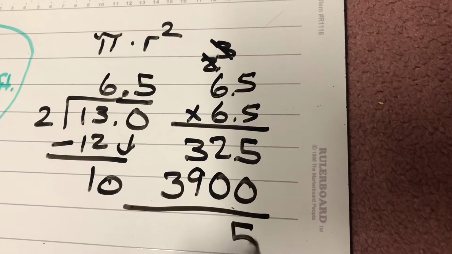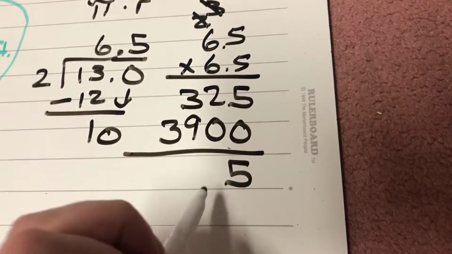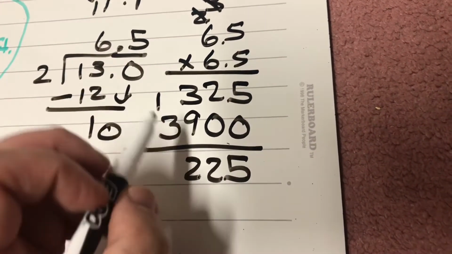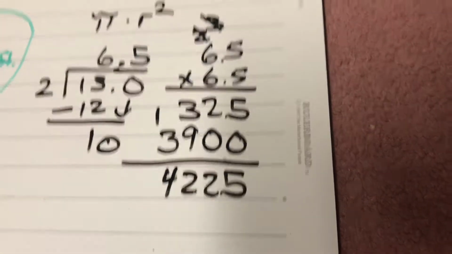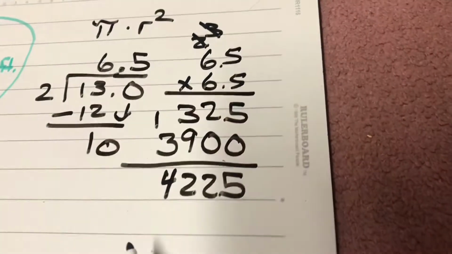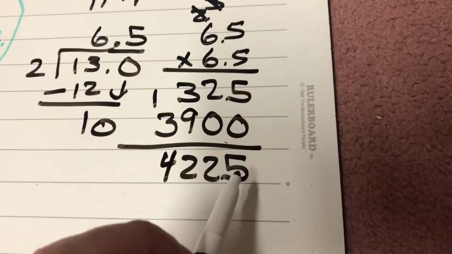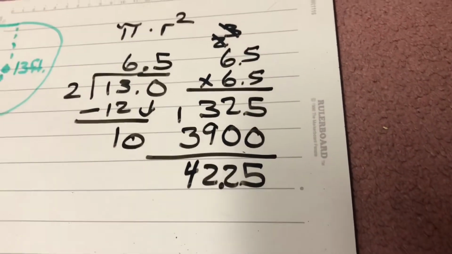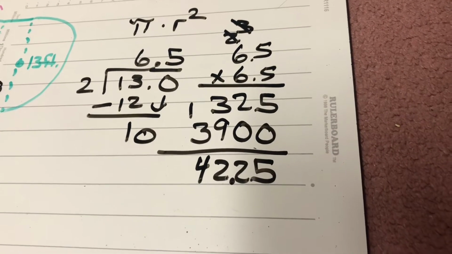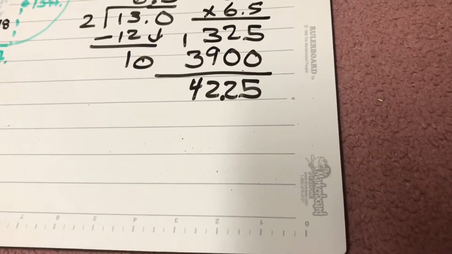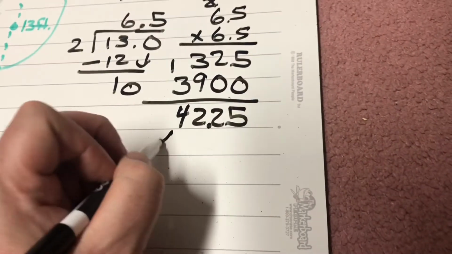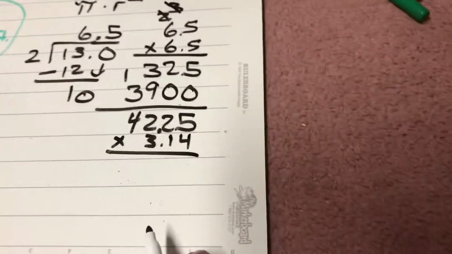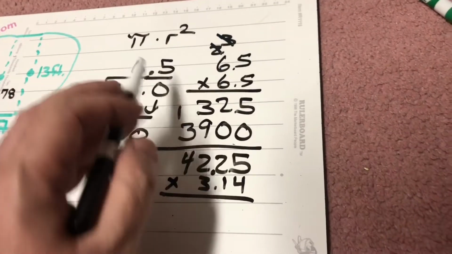5 and 0 is 5. 2 plus 0 is 2. 3 plus 9 is 12. Put the 2 down, carry the 1. 1 plus 3 is 4. There are 2 digits after the decimal in the problem, so I need 2 digits after the decimal in my answer. I get 42.25. But then I have to multiply that by 3.14, by pi, because it's radius squared times pi.